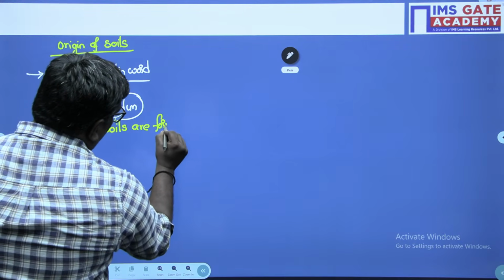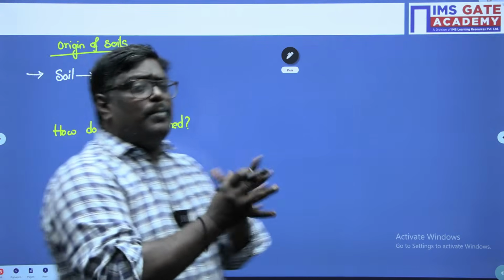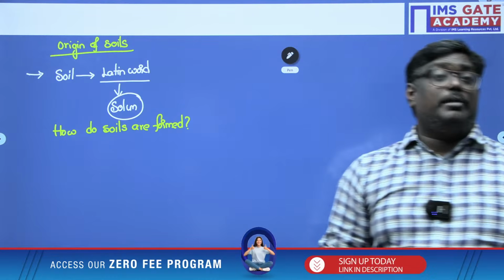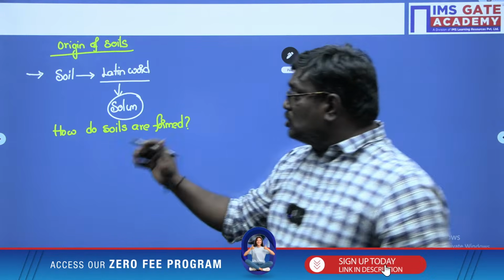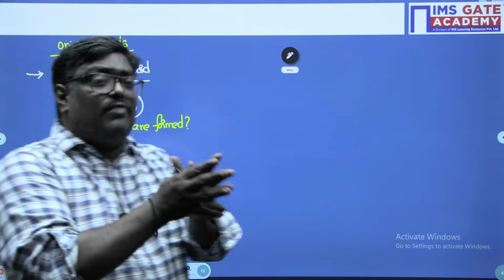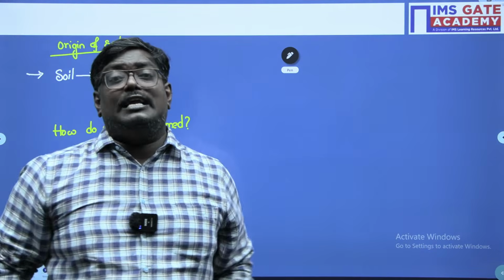How are soils formed? Sir, here it is a theory part. Soils are formed by weathering of rocks and decomposition of organic and inorganic matter, my dear student friends. So it is organic soils. Soils are formed by weathering of rocks. It can be decomposition of organic and inorganic matter.